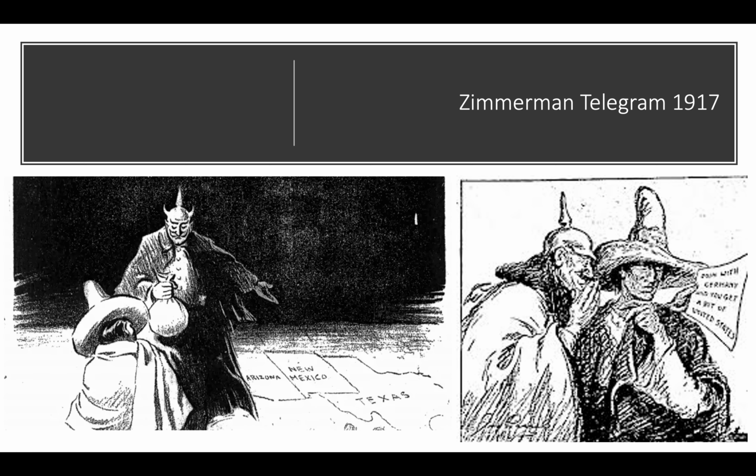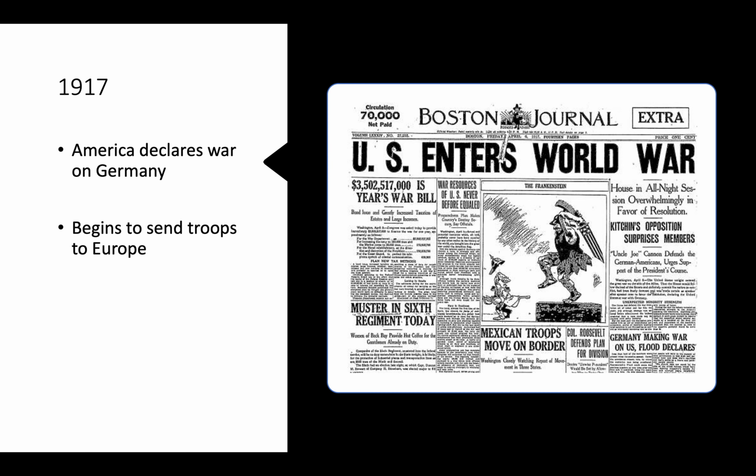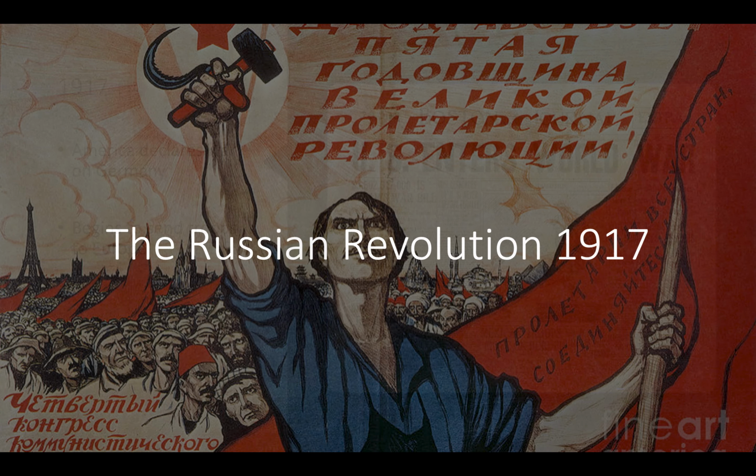Now, whether or not this was true, whether Mexico would have accepted or not accepted, it was the thing which finally convinced most people in America to say that they were going to join and support the war against Germany. So in 1917, America declares war on Germany and now begins to send troops to Europe. All right, hold that in your mind.